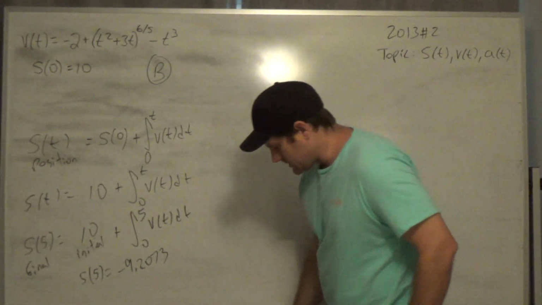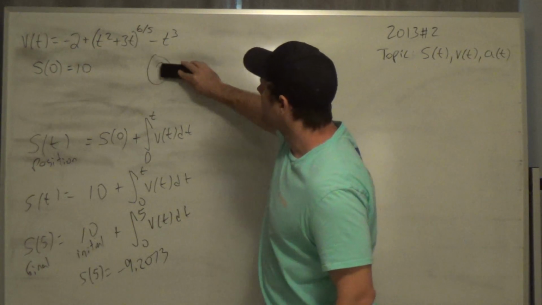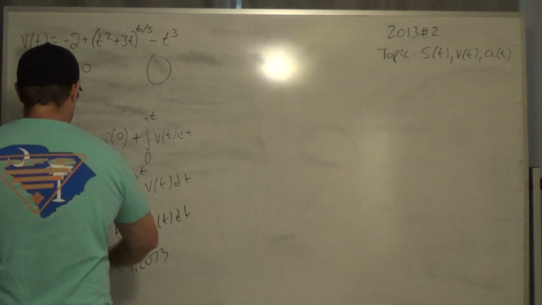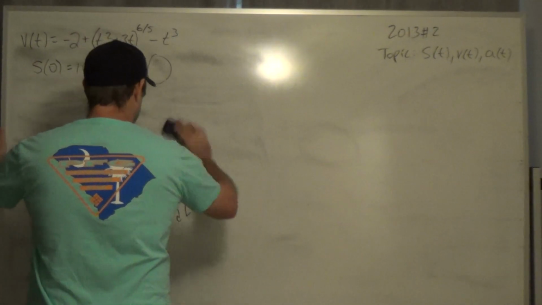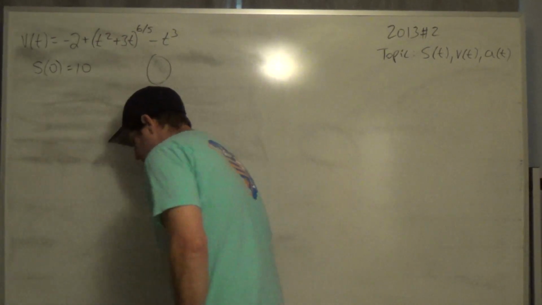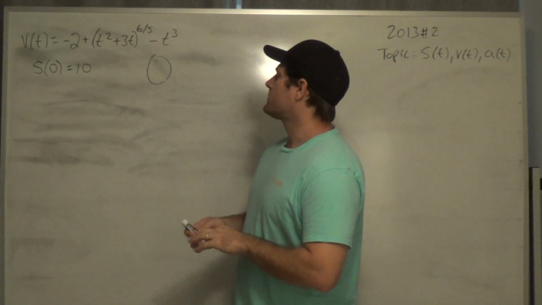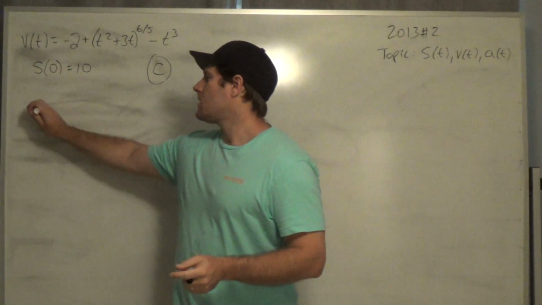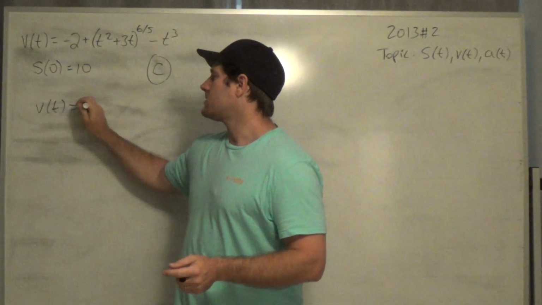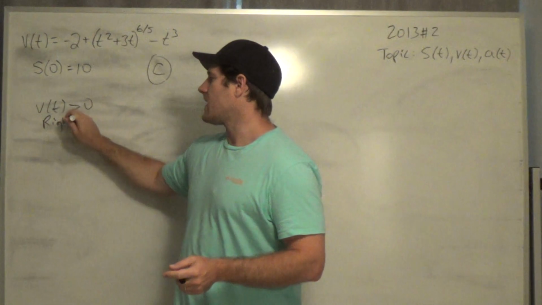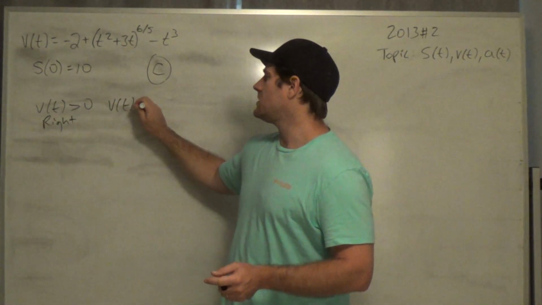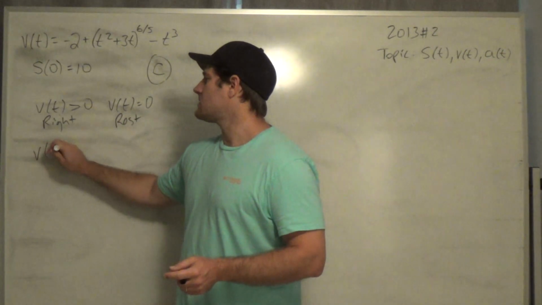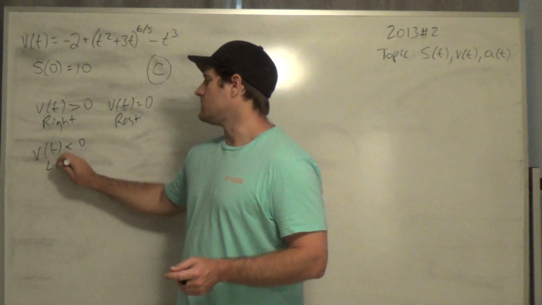Now we move to part C. So important information for part C. They want to know, when does the particle change directions? When velocity is greater than 0, a particle is moving to the right. When the velocity is equal to 0, a particle is at rest. And when velocity is less than 0, a particle is moving to the left.